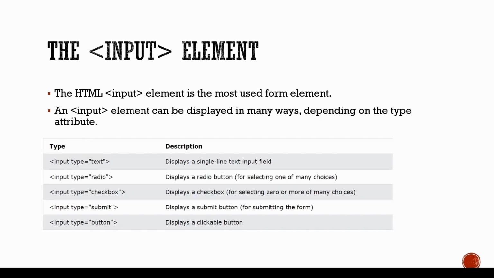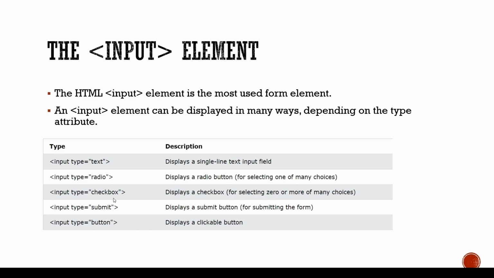The input element. The HTML input element is the most used form element. An input element can be displayed in many ways depending on the type attribute. If the type is text, it will display a single line text input field. If the type is radio, it will display a radio button for selecting one of many choices.